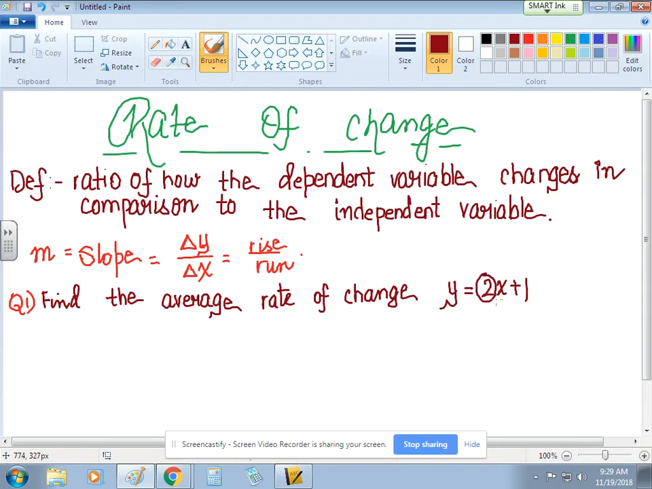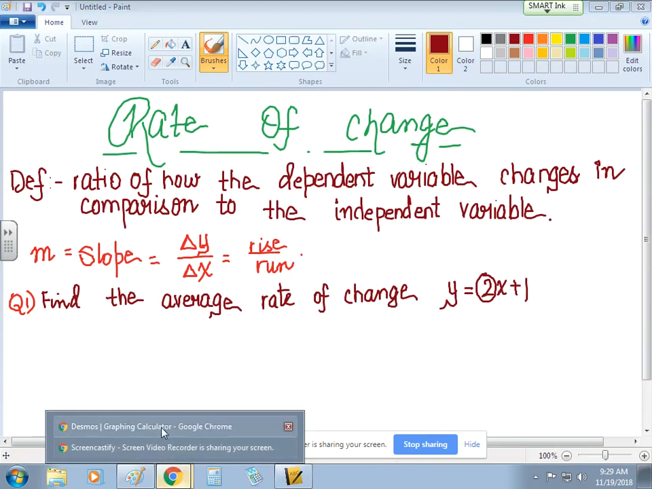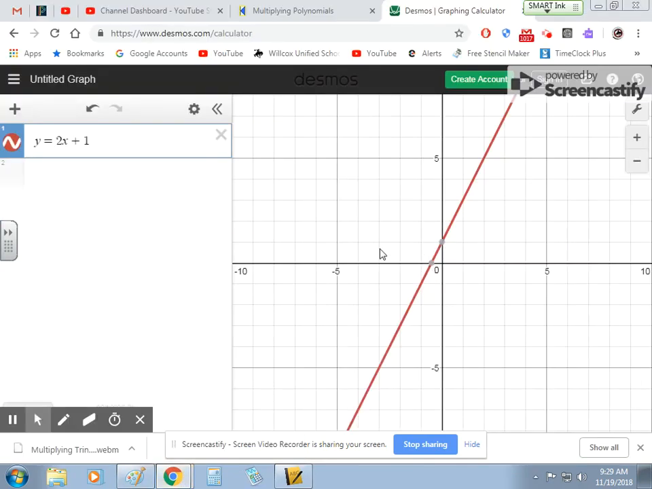So what does it mean that the slope is 2? That means for every one change in x, how is y changing? It's moving 2 up. So I have it already graphed, and we can look at the graph of y equals 2x plus 1. We are looking at the average rate of change, which is rise over run. So rise is your y-axis, how much I am moving on the y-axis, which is these two.